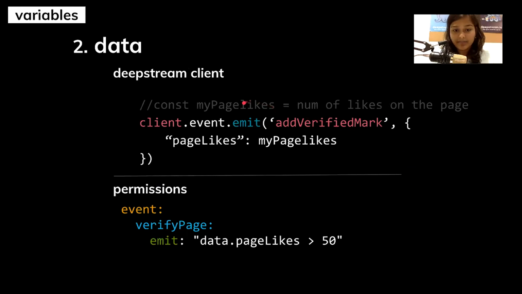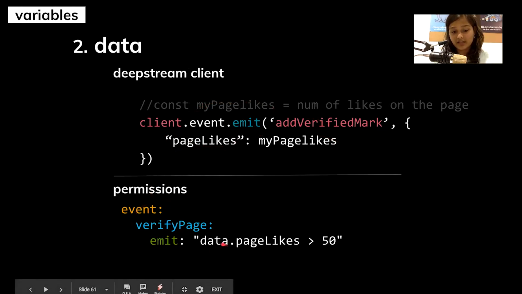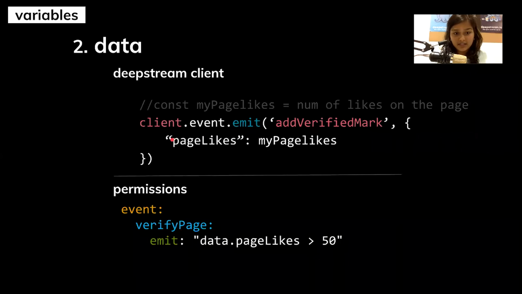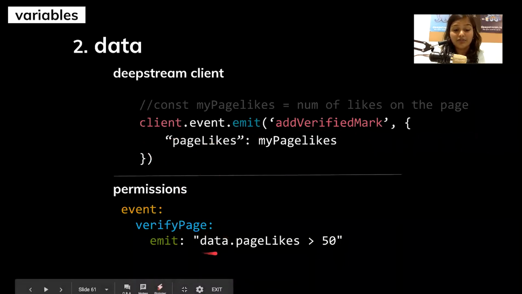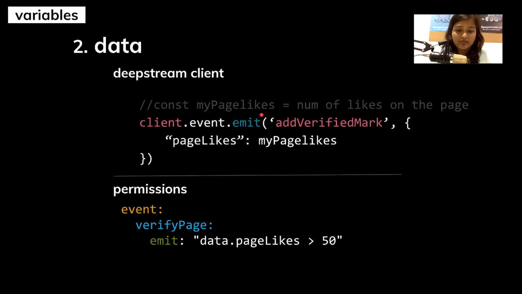For instance, if I'm emitting an event, I send some data. This data is accessible in the permissions file using the variable data. If I was writing to a record, I would again send some data. Now that piece of data again will be accessible to me with the use of the variable data. So in this example, we have some variable, say my page likes, which counts the number of likes on my Facebook page.